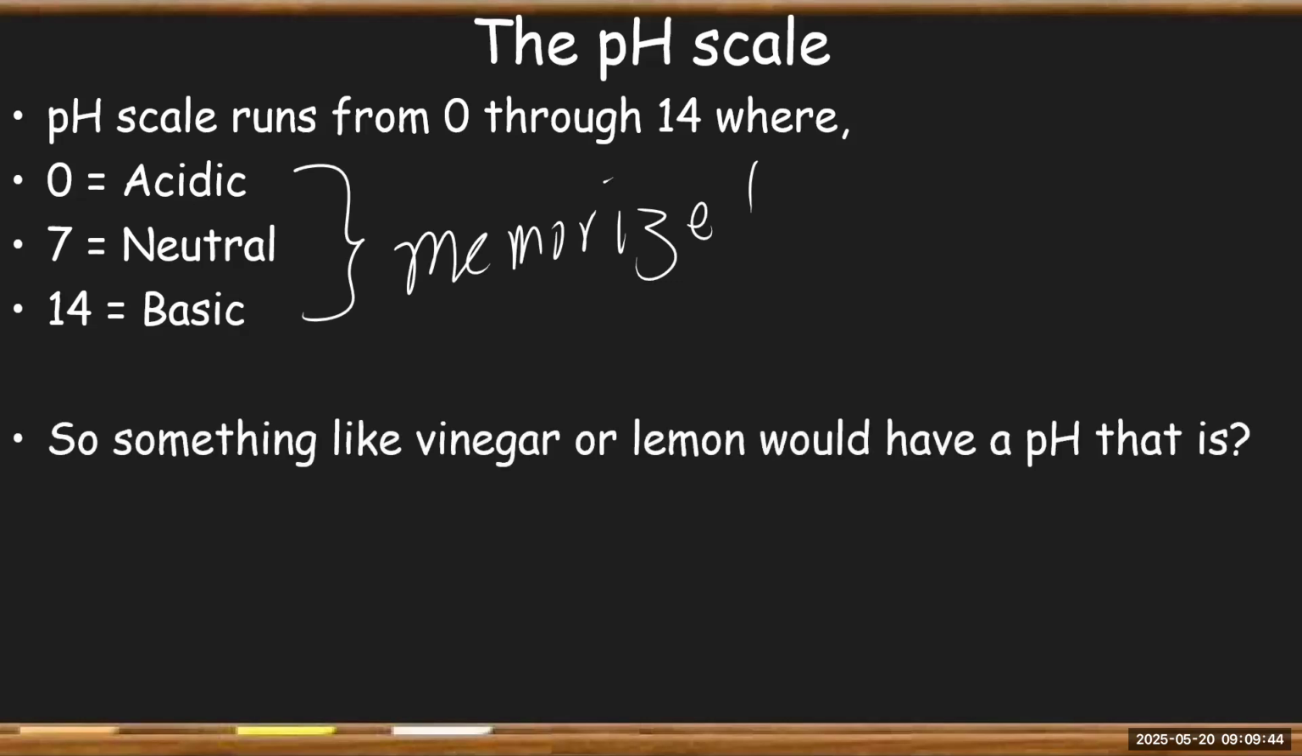So something like vinegar or lemon would have a pH that is what on the scale? Less than 7, right? pH would be less than 7.0. If a question says, Timmy, try drinking the solution. Timmy should never do it, right? But drink a solution and it's quite bitter. What do you assume the pH would be? Greater than 7. Easy peasy, right?